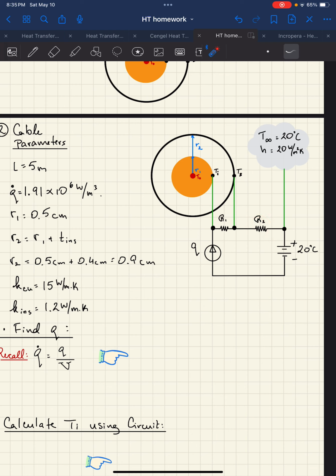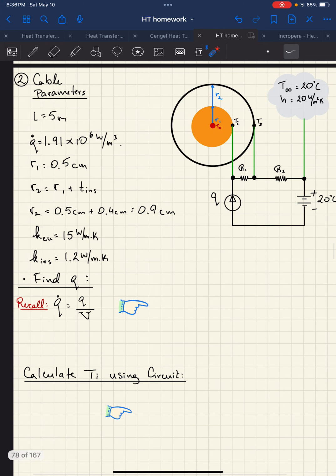So this problem, the thermal circuit's almost identical. The only thing that changes is the geometry. You have to be a little bit careful here. Now, here's some good news though. The good news is that you can actually find Q. So you don't have to do any of the Q double prime stuff. So why can you find Q? Because we can find the volume of the conductor, right? So the volume of the conductor is what?